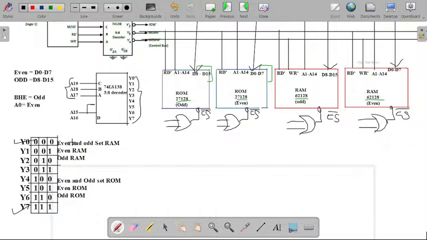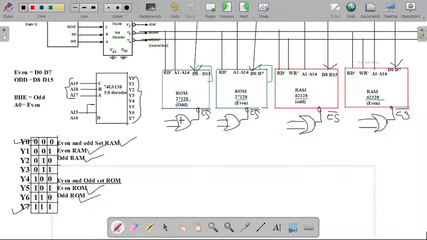So 000 will be selected for the even and odd set of our RAM. Then 001 will be used for the even set of RAM. 010 will be used for the odd set of RAM. And 100 will be used for the even and odd set of our ROM. The 101 signal will be selected for our even ROM signal, and 110 will be used for our odd ROM signal. So now you will see how the signals will be selected.